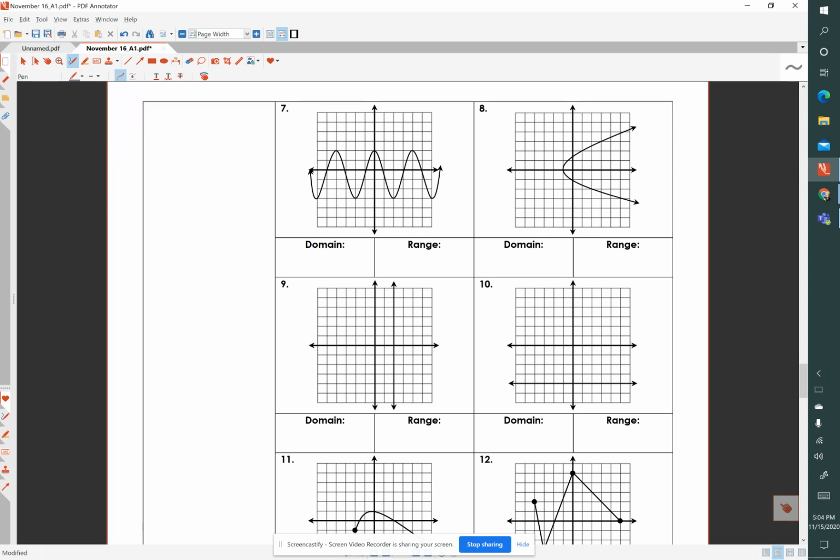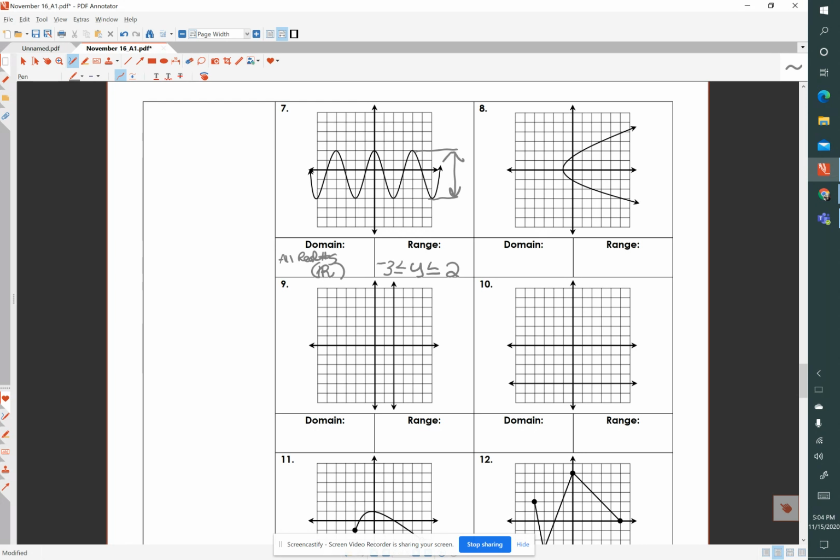So for number 7, the domain is easily all real numbers. The range, however, is limited. So the range will be from -3 less than or equal to y, which is less than or equal to +2. So the range is limited to this section of the graph here.